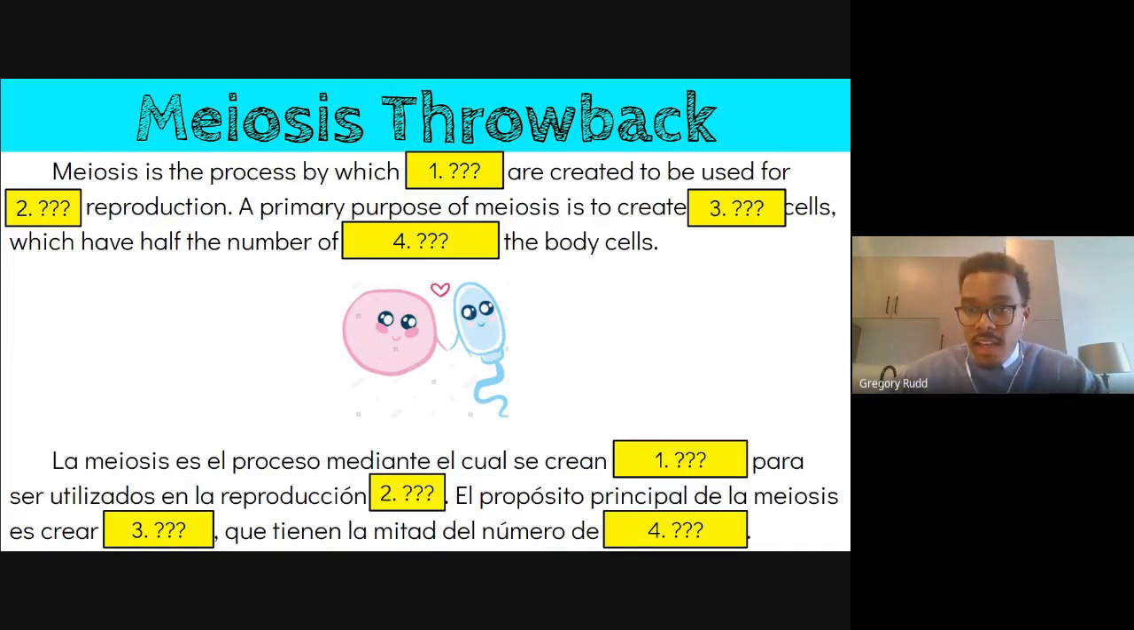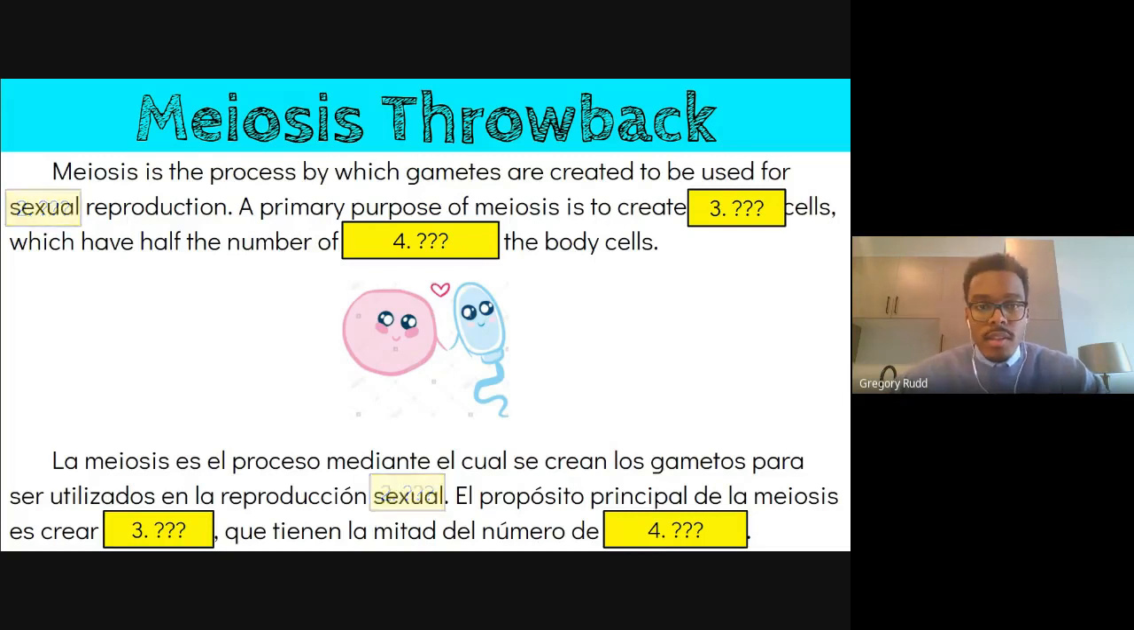Good, Jessica and Nick, both of you are correct. Jessica says gametes, that's the word that we're looking for, but Nick, you are correct. I want you to keep that answer in mind. So meiosis is the process by which gametes are created to be used for what kind of reproduction? Sexual, thank you, Alyssa. Meiosis is the process by which gametes are created to be used for sexual reproduction.